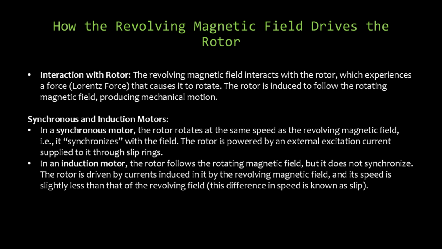Induction motors, in contrast, follow the rotating magnetic field but don't fully synchronize. Their rotor is driven by currents induced by the magnetic field, with a slight speed difference, known as slip. This unique characteristic makes each motor type suitable for different applications.